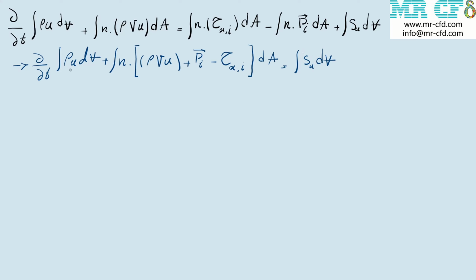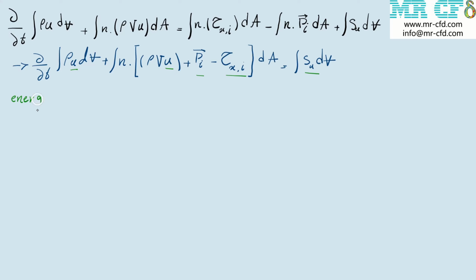To obtain the y and z momentum equations, we can simply replace u with v or w for the velocity and adjust the pi vector to pj or pk, as well as change tau xi to tau yi or tau zi. This includes the source terms in the y and z directions.